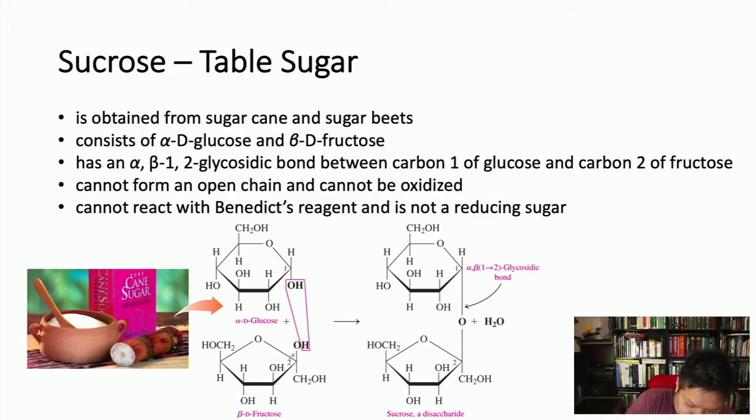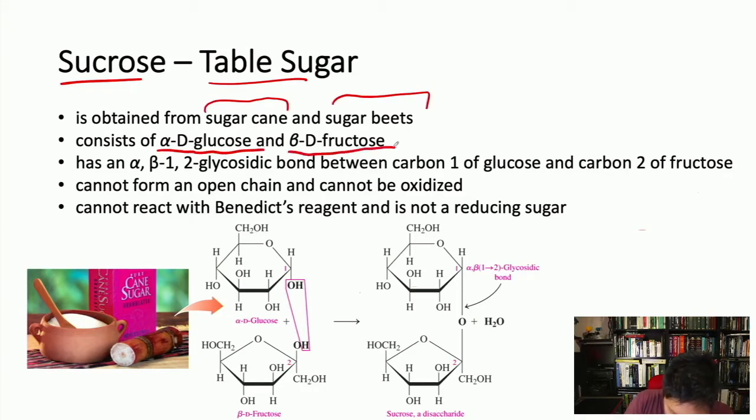Last but not least, we have sucrose, which is the table sugar. Of course, it comes from sugar cane or sugar beets, and is composed of an alpha D-glucose and a beta D-fructose. The interesting thing about sucrose, though, is that its linkage can be either an alpha or beta 1,2 glycosidic bond, right? Not like the others, which have a 1,4.